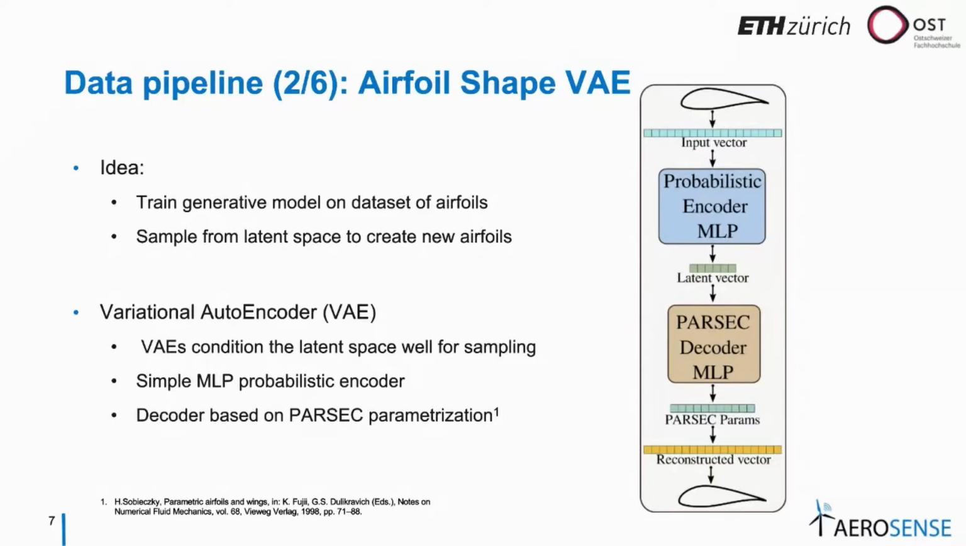And here on the right-hand side, I show the VAE architecture. I won't go into too much detail, otherwise it will take quite a bit of time. But I just want to say that the decoder is based on PARSEC parametrization. Some of you may be familiar with this. It's a way to describe an airfoil and then to generate an airfoil from 11 parameters. And it's pretty handy here as we always get smooth output airfoils by using this parametrization.